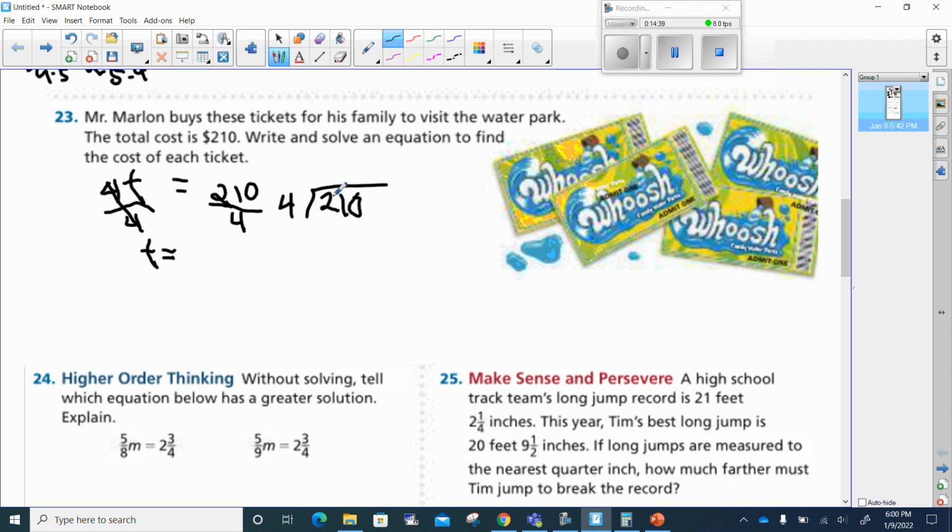I know that 4 will go into 21 5 times, because 5 times 4 is 20. I know that'll leave me 1, and 4 goes into 10 2 times. And when I put my decimal here, I know that I can add a 0, and 4 goes into 20 again 5 times. So my answer should be 52.50. Remember, we're talking money though. So each ticket is $52.50.